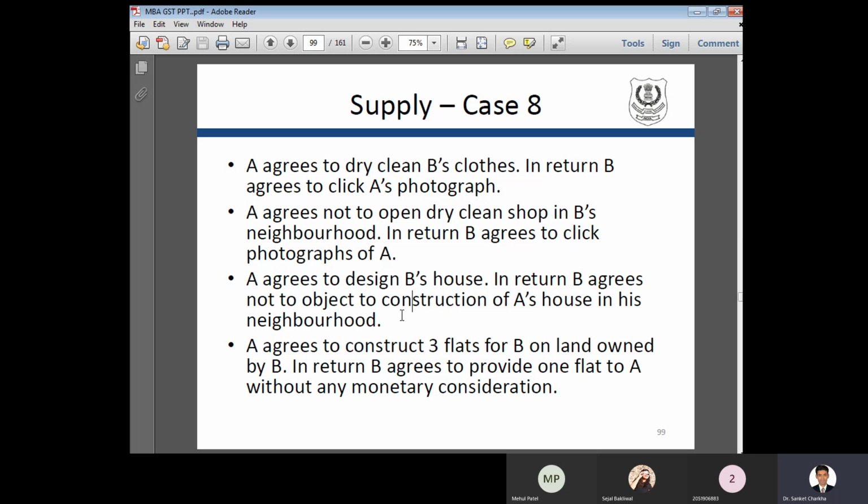So is it a supply? It is a supply of service. Yes, it is a supply and it is a supply of services.